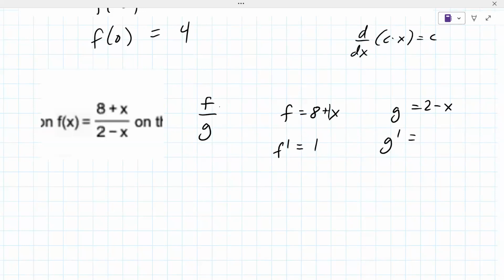How about g prime here? What's the derivative of this? It's the same thing, there's a negative in front this time. So what number is in front of x? Oh, -1. Yeah.